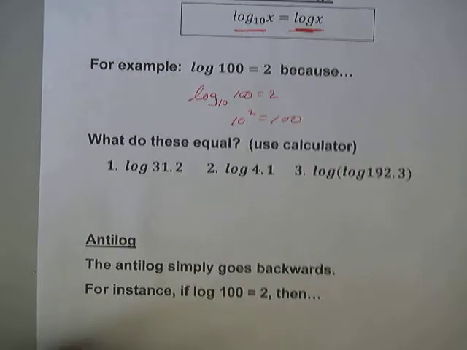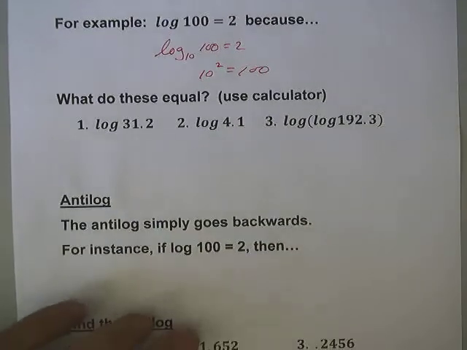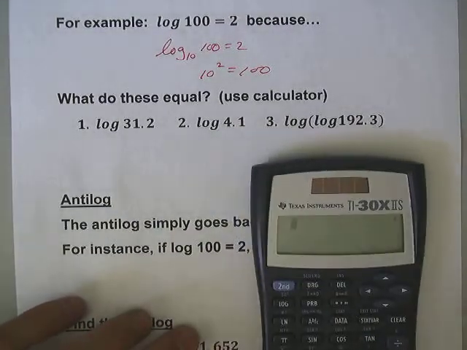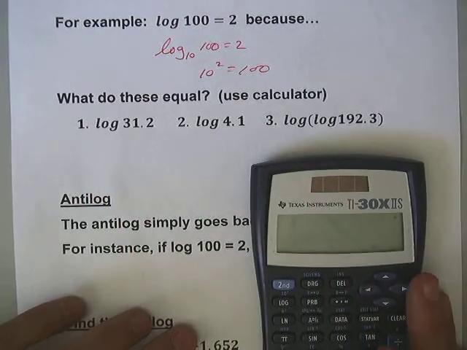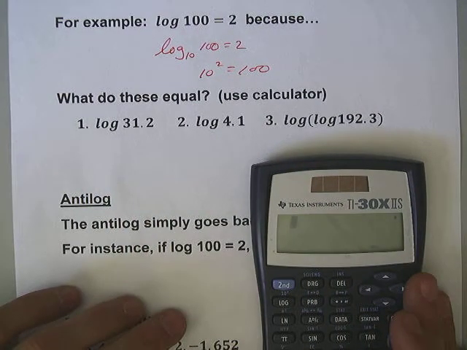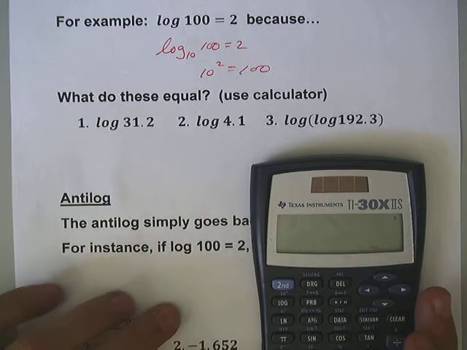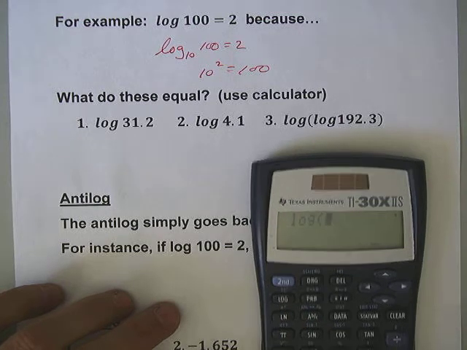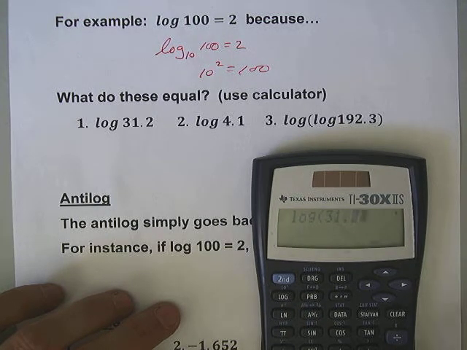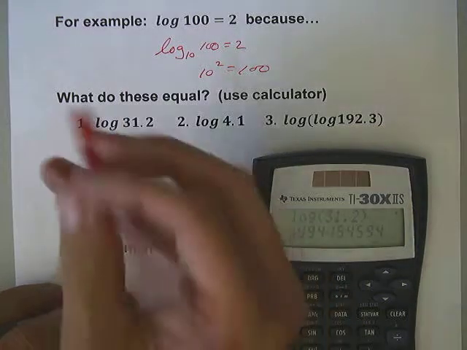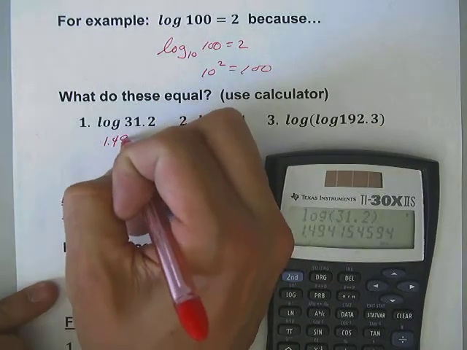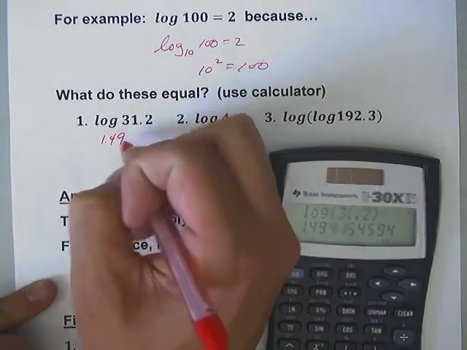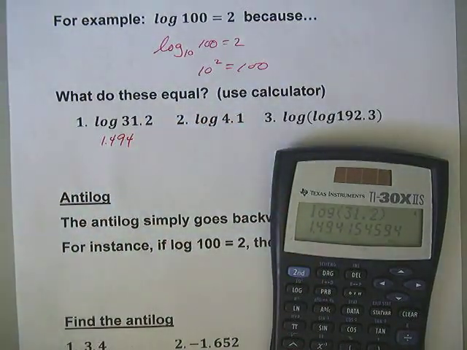So this is actually fairly easy. Today's not a complicated day. We're just going to talk about how to use your calculator. So for instance, if I just ask you to simplify these things, let's say we're going to go to the nearest thousandths place. If I'm going to type in log 31.2, I'll just hit log, and then I'm going to hit 31.2, and I get 1.494.